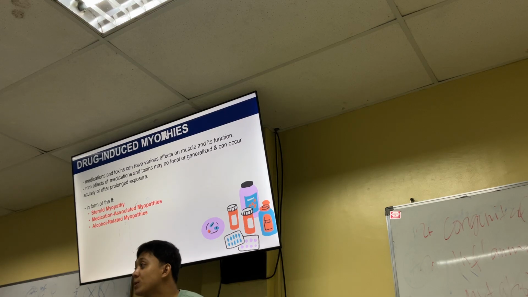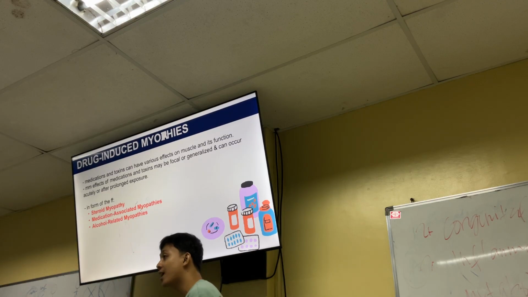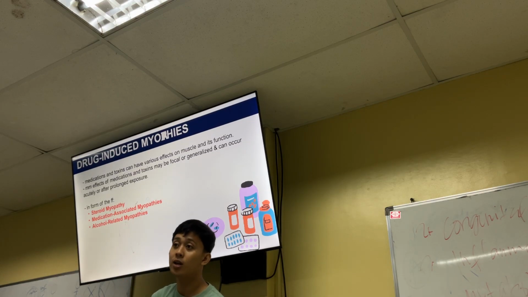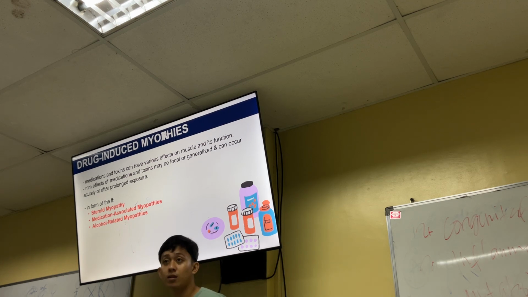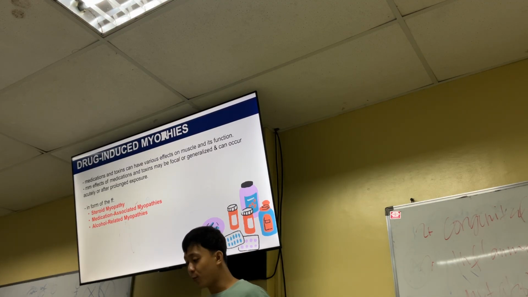When we talk about drug-induced myopathies, this is usually associated with medications and toxins that we let into our body. This is also an acquired myopathy. Because of the exposure to medications or toxins, we are diagnosed with drug-induced myopathies. It could be in the form of steroid myopathy, medication-associated myopathies, and alcohol-related myopathies.